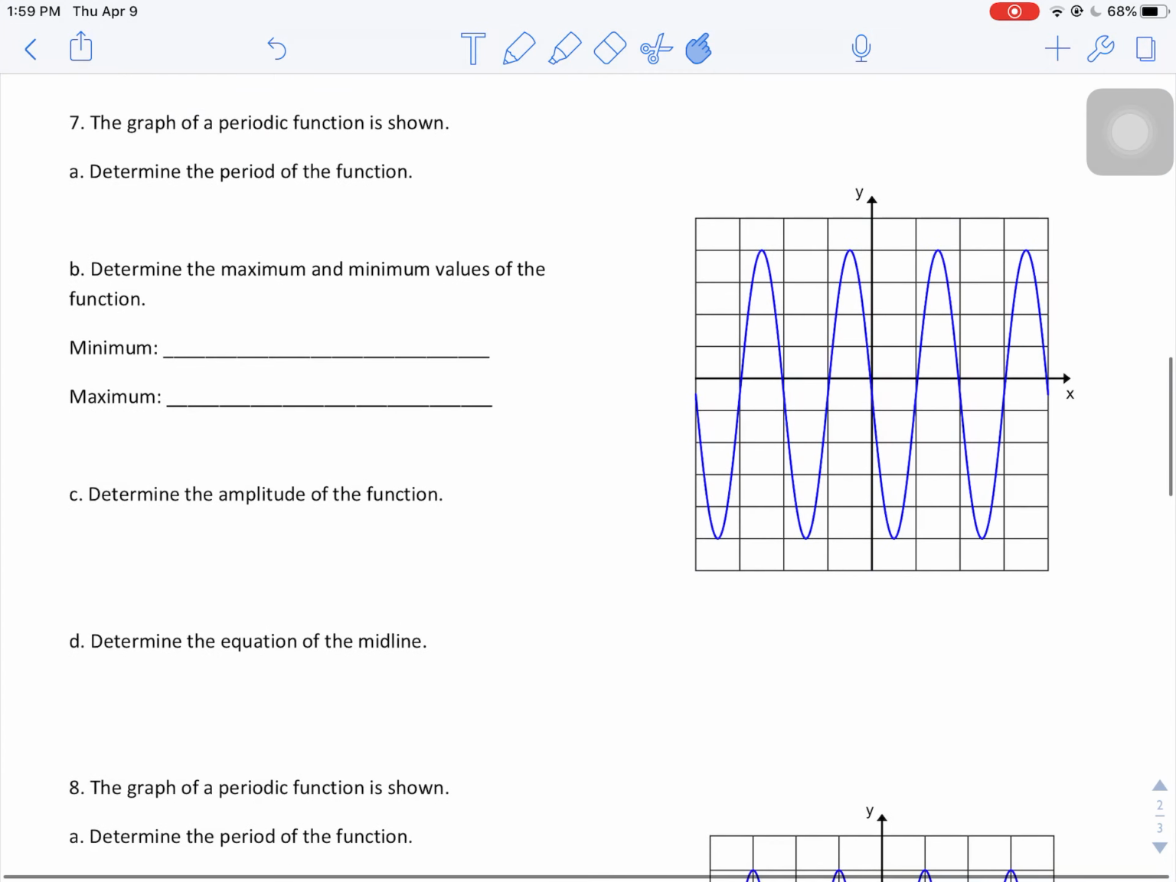On 7, we have the graph of the periodic function shown, and then we're basically asked all the same stuff, just the formatting's a little bit different. So for the period, let's do, it's kind of hard to tell, but this graph I think has been shifted a little bit. So if I'm looking at the y-axis, you actually cross the y-axis. It almost looks like at -0.5. So I could go like this, and this should still work. Let's see, does that work? Yes.